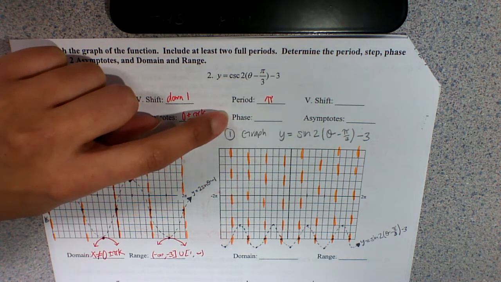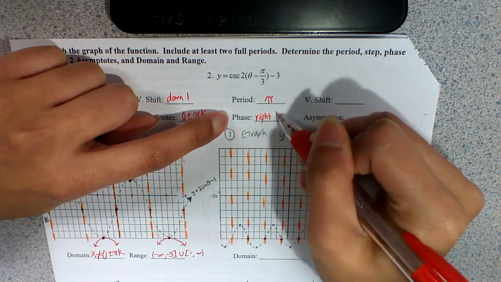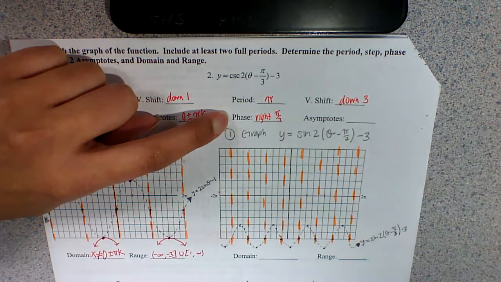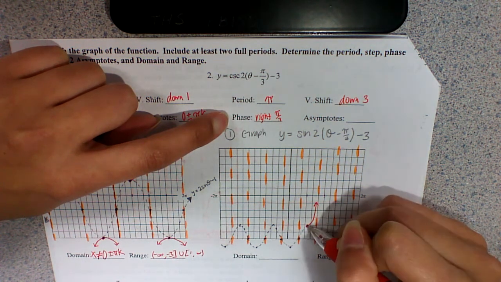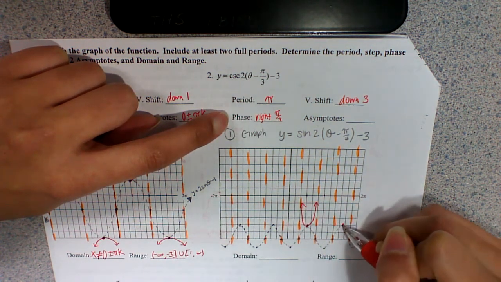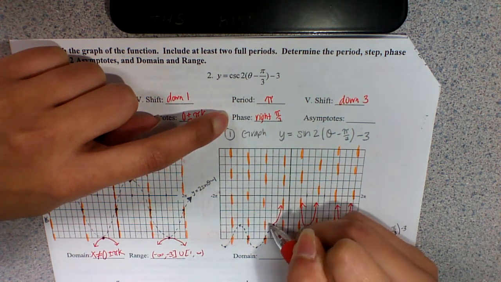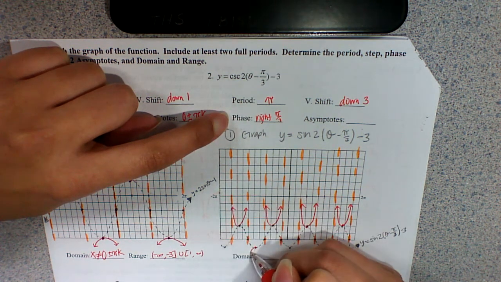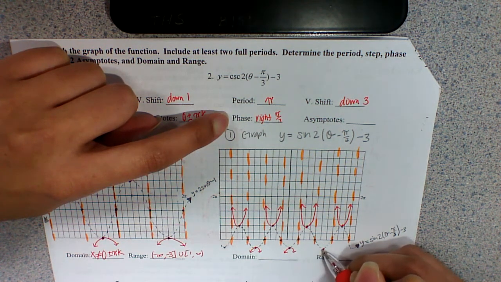But let's continue here. It says phase shift. So we know that our phase shift is to the right, pi over 3. Vertical slide we know is down 3. And let me go ahead and finish off my graph. Remember, all the high points become U's pointing upward. So there we go. And all the low points become U's facing downward, just like before.